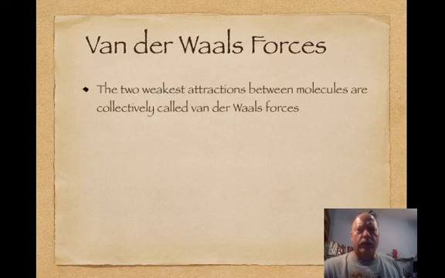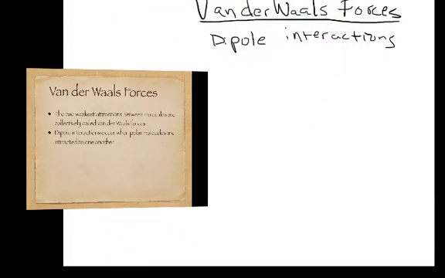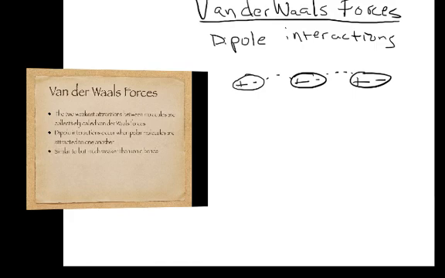The two weakest ones are called van der Waals forces. The first example is a dipole interaction. This is where you simply have polar molecules and they're attracted to each other. You've got a positive and negative side, and it's going to meet up with another one that's positive, negative, and there's going to be some attraction between those positive and negative ends. It's pretty weak, but it's similar to the idea of an ionic bond, just much, much weaker. So that's known as van der Waals forces.